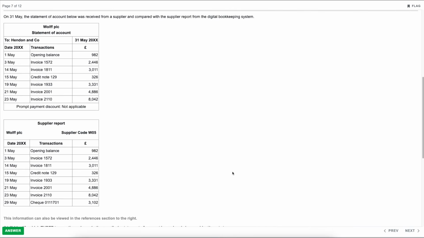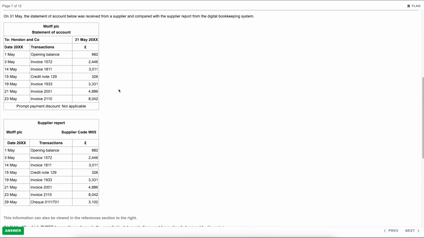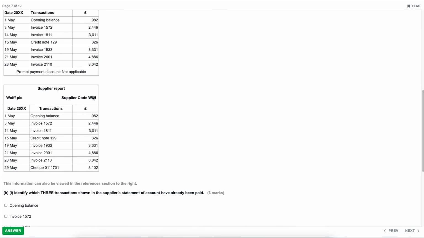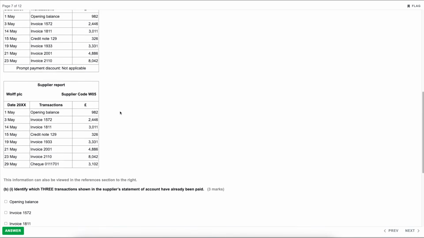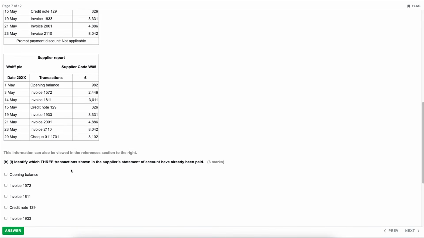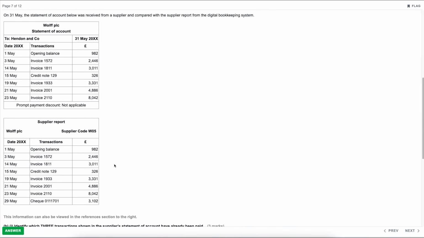So moving down then. On the 31st of May, the statement of account below was received from a supplier and compared with the supplier report from the digital bookkeeping system. So we can see here we've got a statement of account from Wolf PLC and the supplier report of Wolf PLC. So it states part B then, identify which 3 transactions shown in the supplier statement account have already been paid.